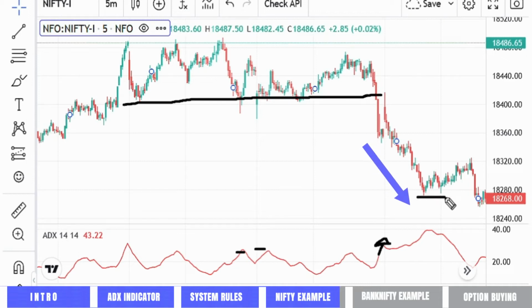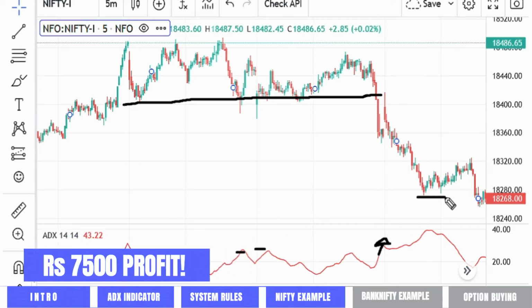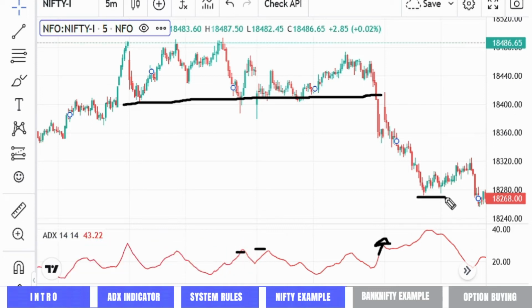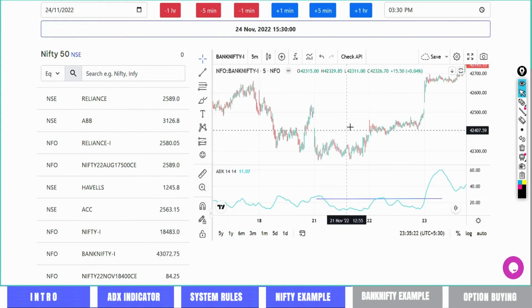That means 150 points in maybe 1 day or 2 days. That's a profit of 7,500 rupees on a single lot. So that is how good ADX can be when we take the right entry at the right time. Let us now see an example of Banknifty also. So let us see an example of Banknifty this time.